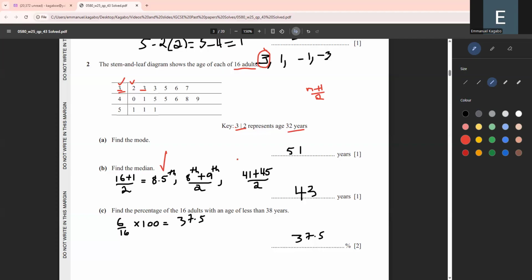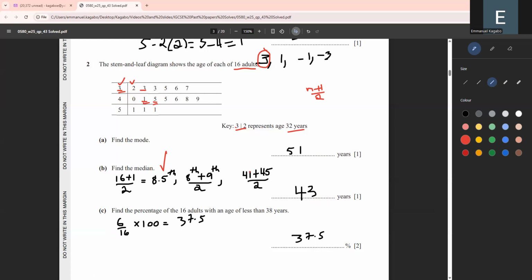8th position and 9th position. So we have to check which number is on 8th position. 32, 33. So I count 1, 2, 3, 4, 5, 6, 7. Okay. 8. So the number that is on position 8 is 41. What about the one on position 9? 9th position is 45.